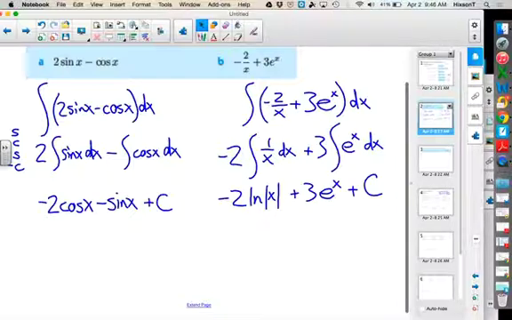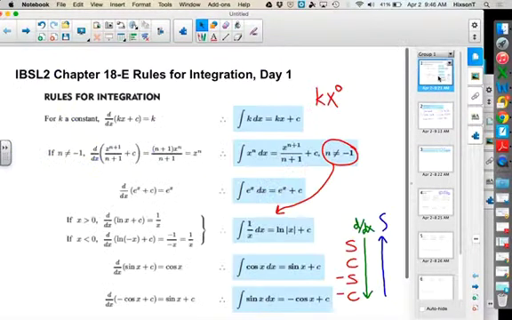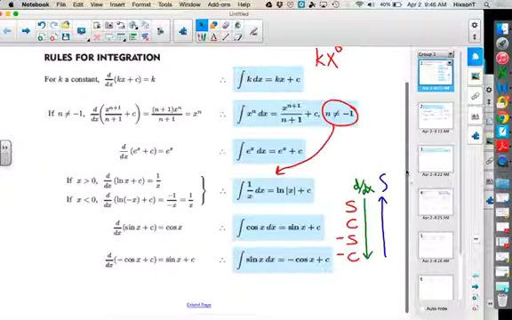Alright, so your integrals, they give you x to the n, they give you 1 over x, they give you sine, cosine, and they give you e to the x. Alright, so basically, they don't give you the constant. That's the only one that they don't give you, but like we said, that's kind of like the x to the n anyways. Alright.